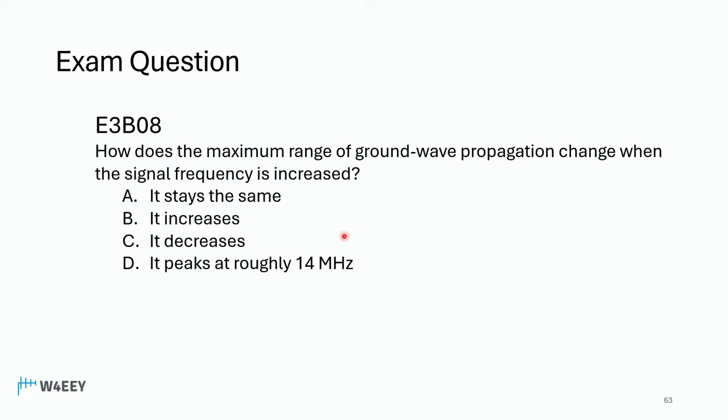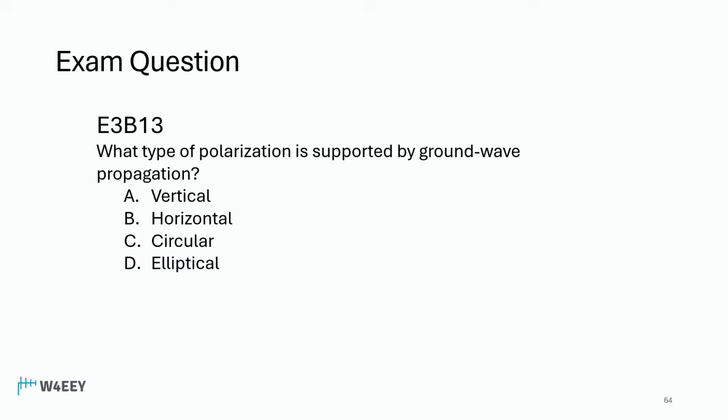Some questions. How does the maximum range of ground wave propagation change when the signal frequency is increased? Charlie, yep. Good. And the 10 meters being terrible is how I like to remember that. What type of polarization is supported by ground wave propagation? It's Alpha, that's vertical, because half of the signal is directed into the ground.